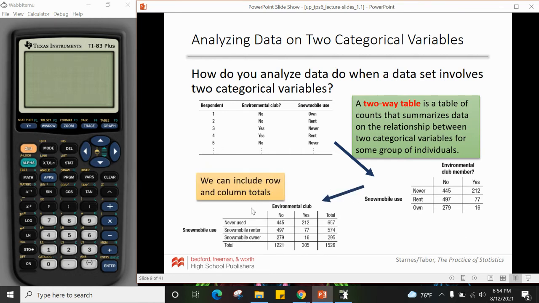Then we can include the rows and columns. So we can see the totals basically is the only difference here. It tells us how many total, and like I said, there's 1,526 people used in this data collection.